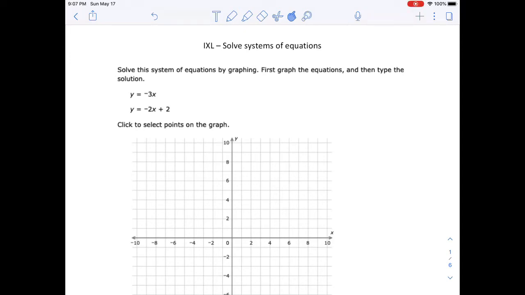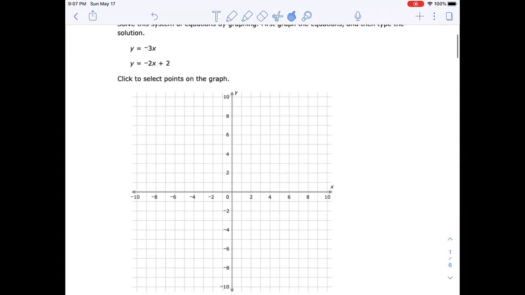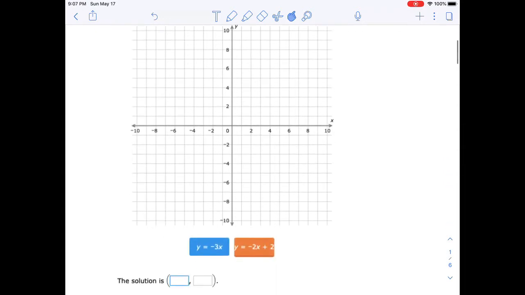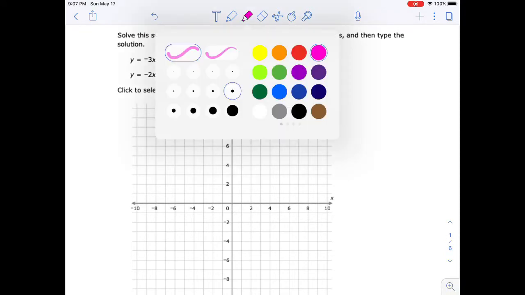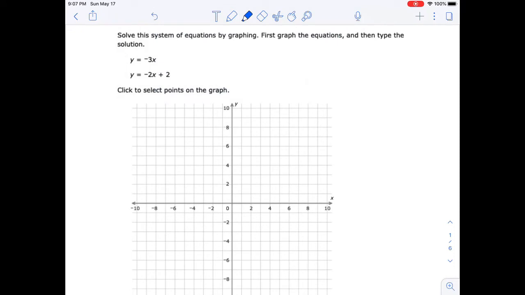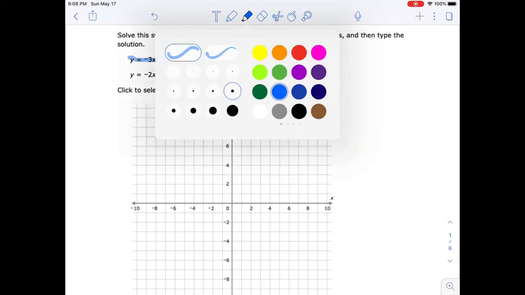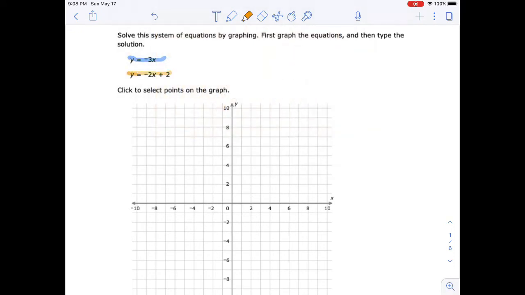Okay, so these are some sample problems from IXL for solving systems of equations, and it will have all three methods on there: graphing, elimination, substitution. So the first one here is graphing, and when you're in IXL, you need to click on which one you're going to graph, either the blue or the orange. So I'm going to do the blue first, and that's the first equation up there. So I'm going to highlight it, and orange is the other one.